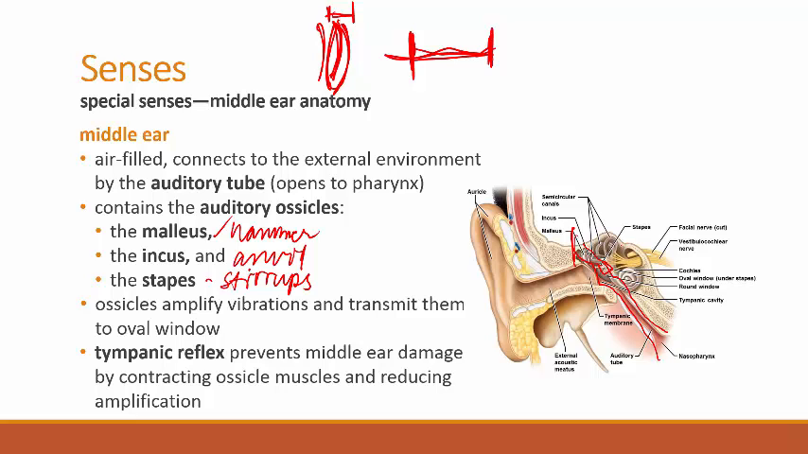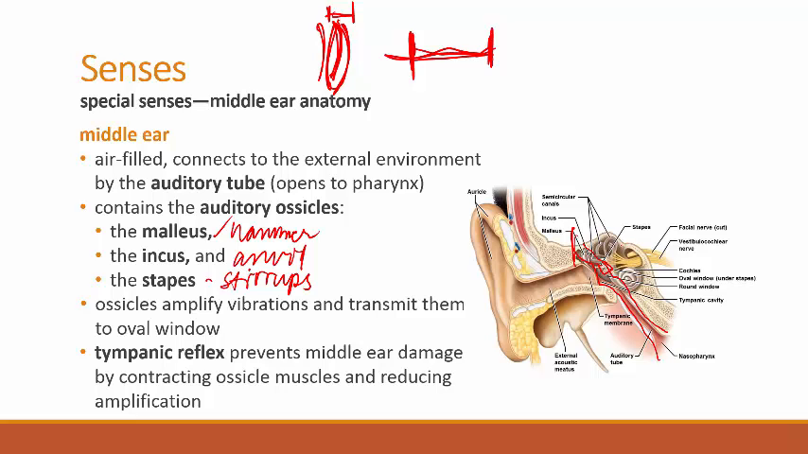We have a reflex, referred to as the tympanic reflex, which causes contractions of the muscles that are attached to these ossicles. They will reduce the amplification, preventing the ossicles from moving as much in order to protect the oval window and the structures that are inside the inner ear.